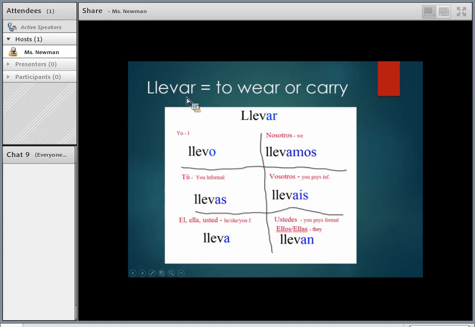Okay, you can't just put llevar. That literally means to wear or to carry. That's like saying in English, I to wear my shirt. That doesn't work, right? We would conjugate it a little bit in English. We say, I wear my shirt. In English, we have a lot less conjugations, but we still have them. Okay? In English, mostly there's two.